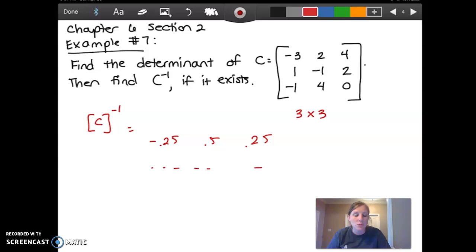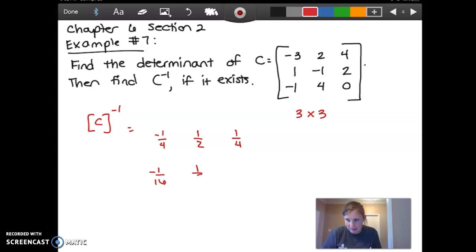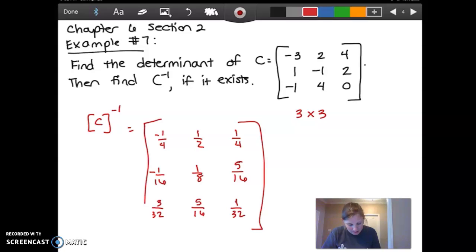But remember, you do not need it in decimal form. You actually want it in fraction form. So you're going to have to press math and then fraction in order to get the true value, which would be -1/4, 1/2, +1/4, -1/16, 1/8, 5/16, 3/32, 5/16 again, and 1/32. Okay, and this whole 3 by 3 is going to end up being your matrix.